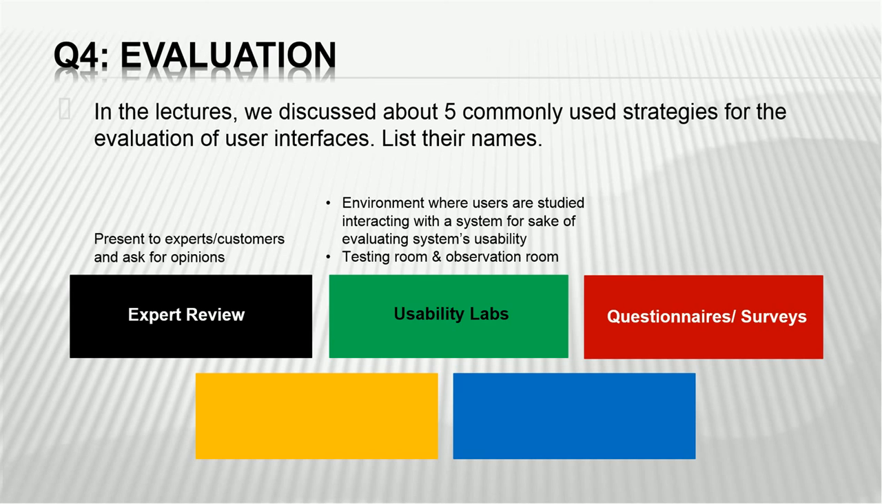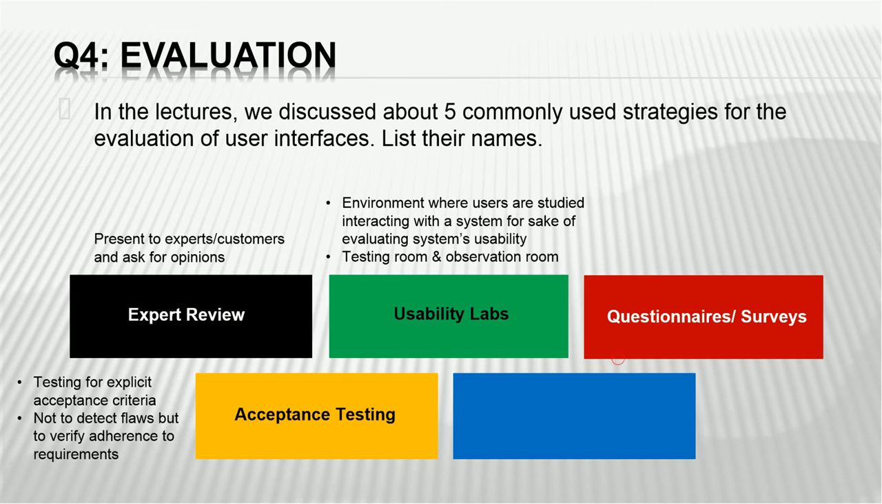Next, we have questionnaires and surveys. The fourth strategy is acceptance testing. In particular, we are testing for explicit acceptance criteria. The goal is not to detect flaws but to verify adherence to requirements. The final strategy is continuous feedback, which we have touched on earlier in the previous tutorial question.